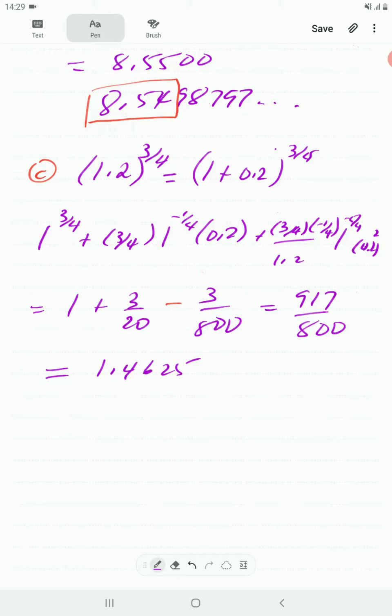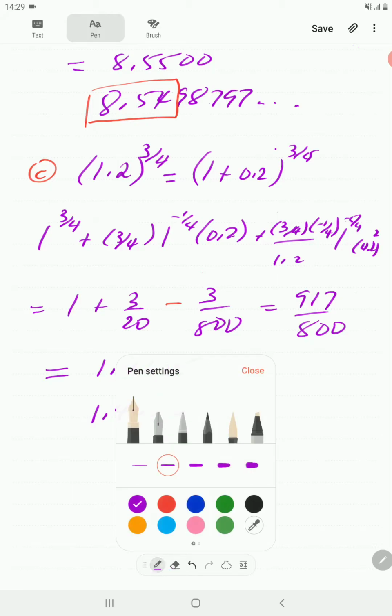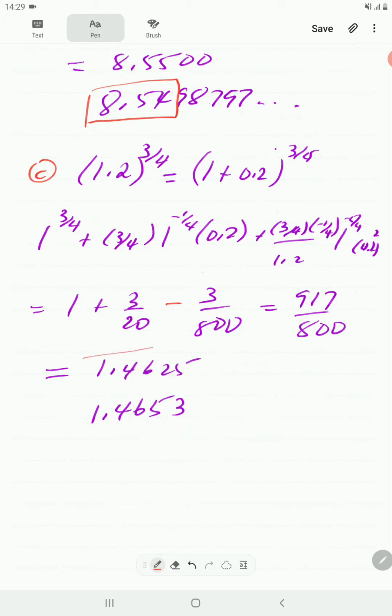Now the exact value of 1.2 to the power 3 over 4 is equal to 1.4653. So again, you can see that our estimate is pretty okay, say correct to the nearest two decimal places.